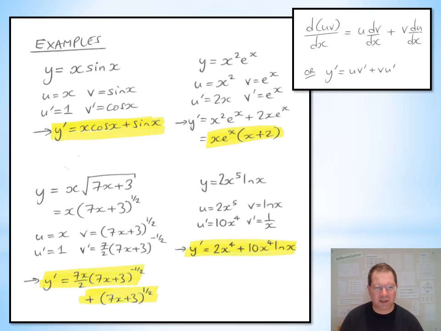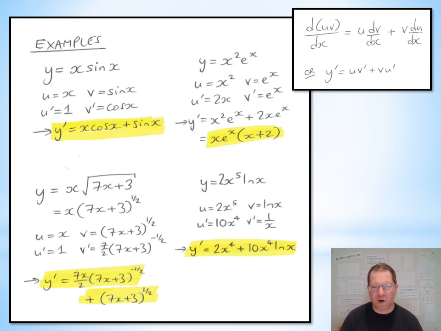If u equals x and v equals sine x, we know that u dash will equal 1, that's du by dx, and v dash will equal cos x. And then the rule says that we multiply u by v dash and v by u dash. So I suppose you could call it some sort of cross multiplication. So uv dash would be x cos x, v u dash would be sine x times 1, and we add them together and we get x cos x plus sine x.